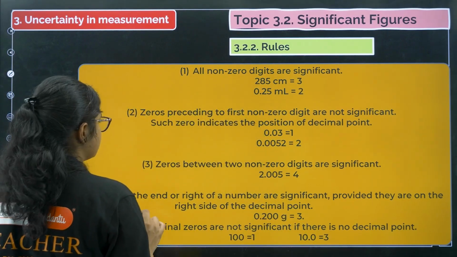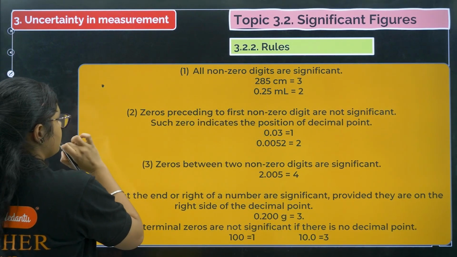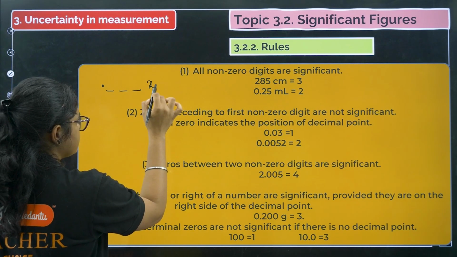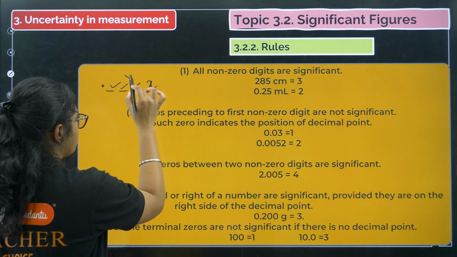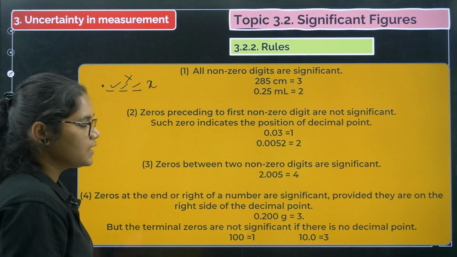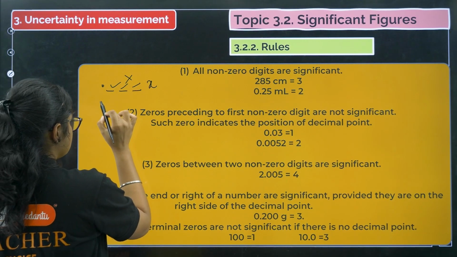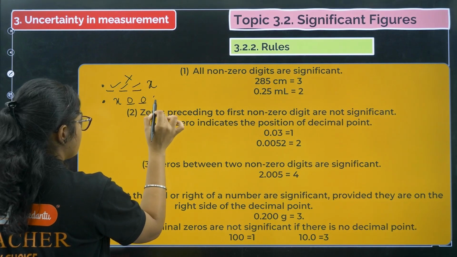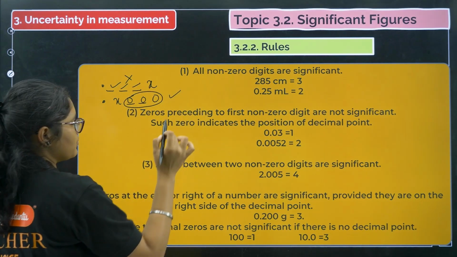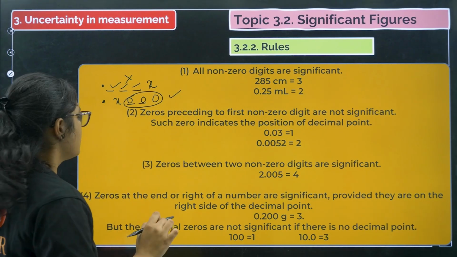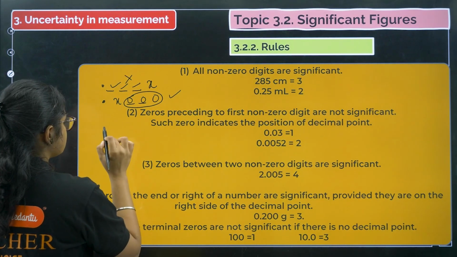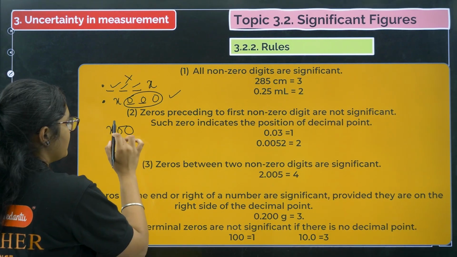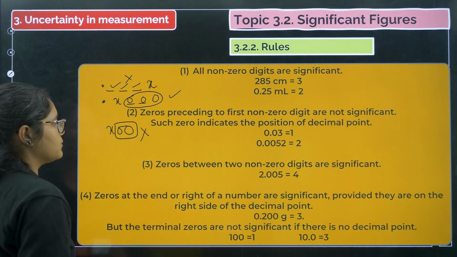The second rule says that if you have a decimal and after that you have any 0 and then a number x, then these zeros will not be counted. The fourth rule says that if you have a decimal, you have x and then zeros here, in that case these zeros will be counted in the significant figures. Another point of the fourth rule says that if you only have x 0 0 with no decimal point, in that case also the zeros will not be counted.